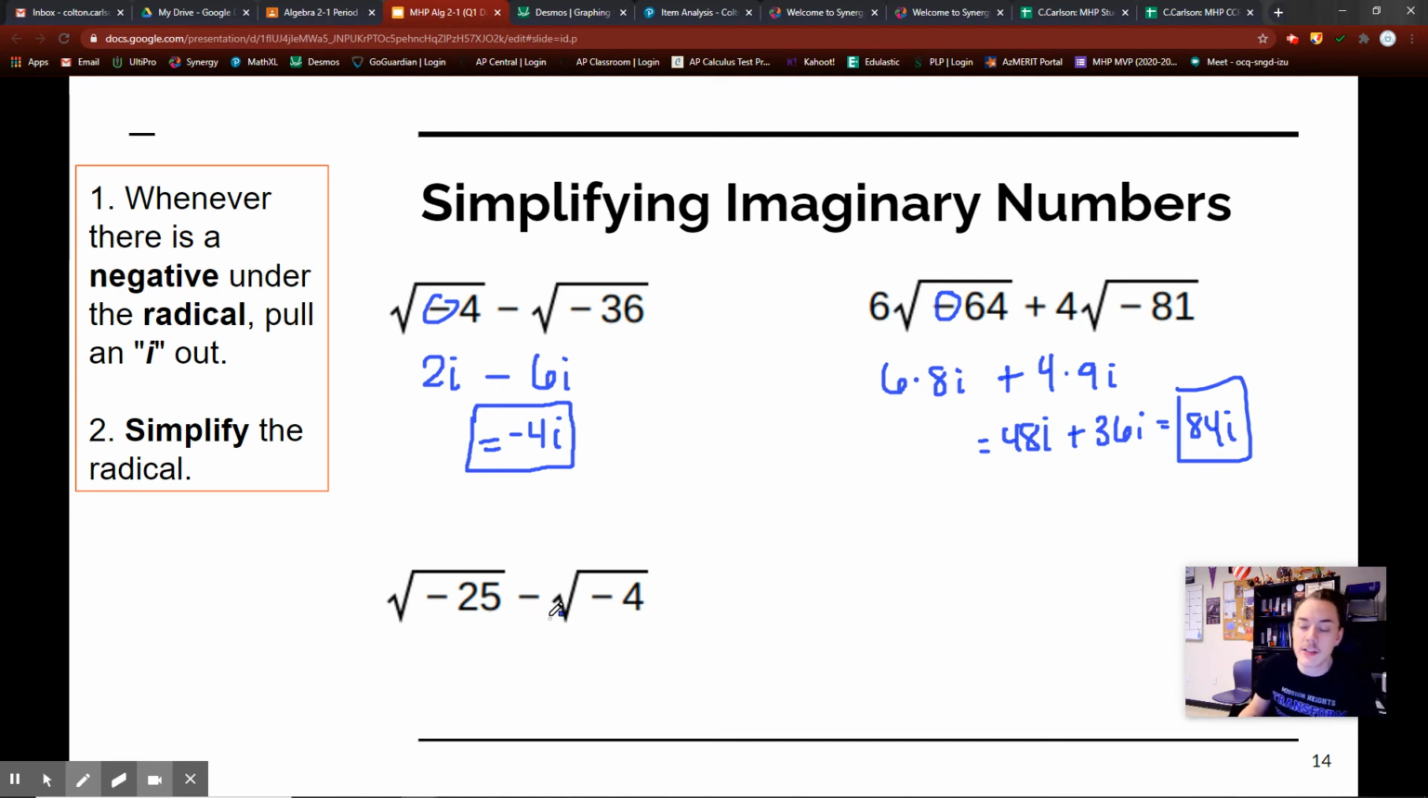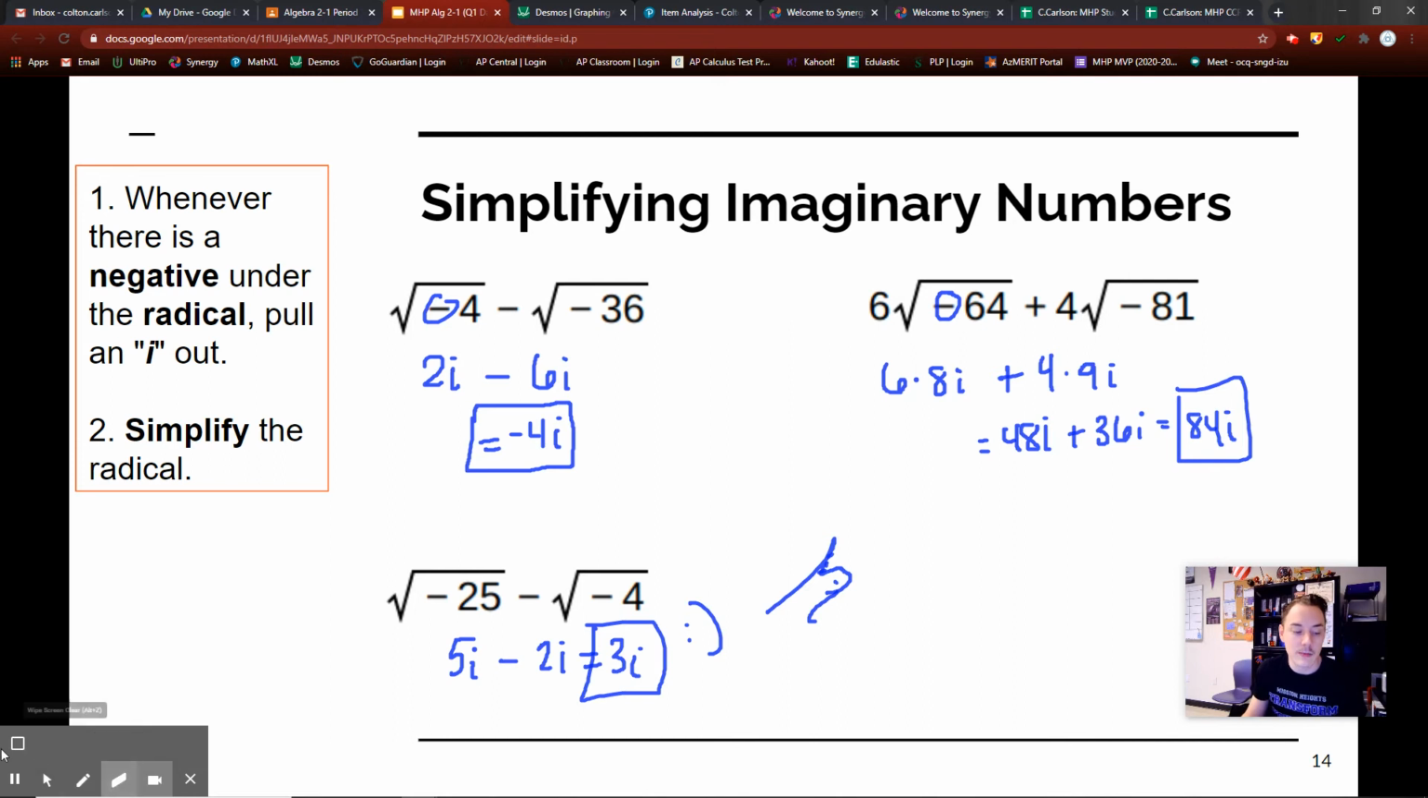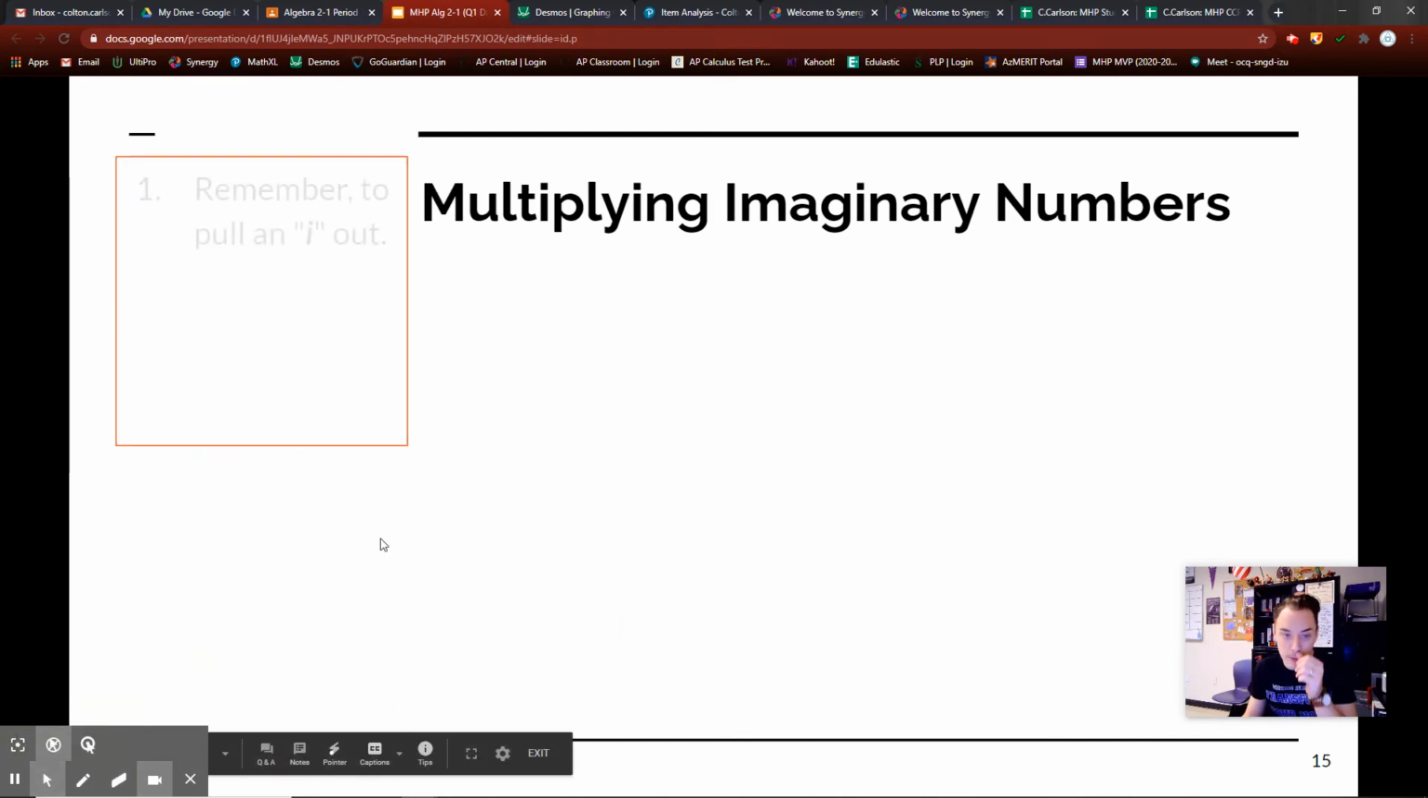Try to do this one by yourself. Pause the video if you need to. All right, so this is now my answer. I'm going to speed through these. So 5i minus 2i equals 3i. If you got that correct, boom, give yourself a nice unicorn. Awesome. Now let's erase and continue on to multiplying.